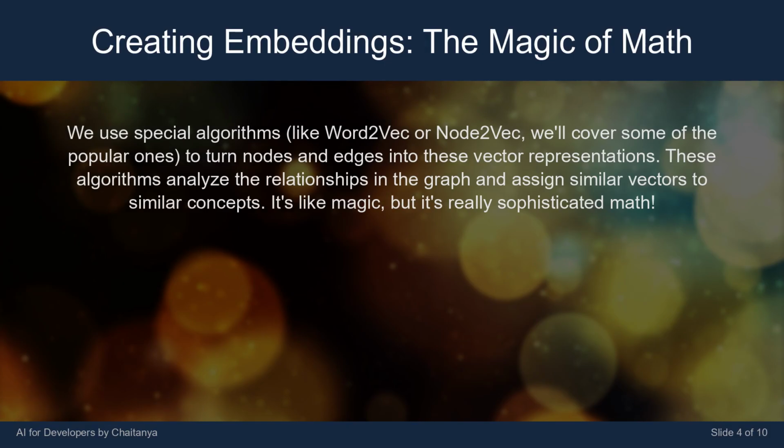We use special algorithms, like Word2Vec or Node2Vec. We'll cover some of the popular ones, to turn nodes and edges into these vector representations. These algorithms analyze the relationships in the graph and assign similar vectors to similar concepts. It's like magic, but it's really sophisticated math.